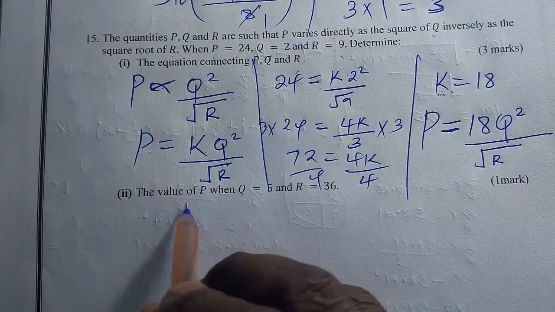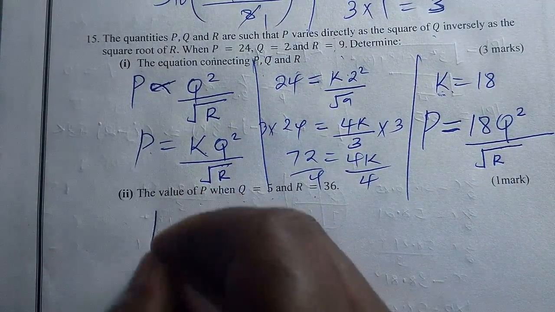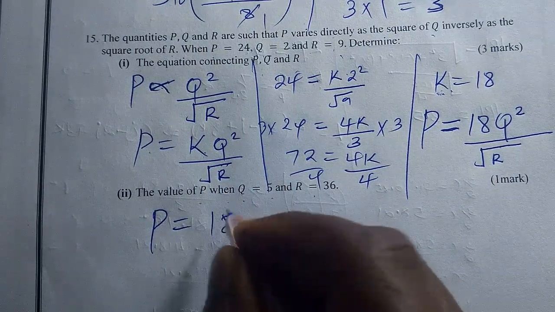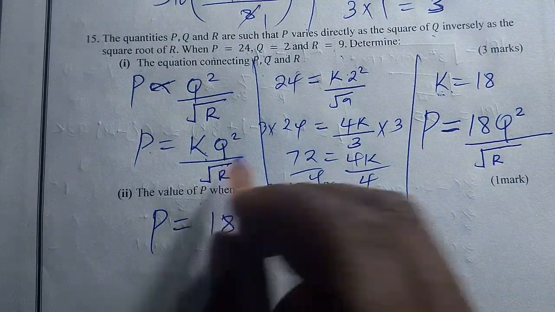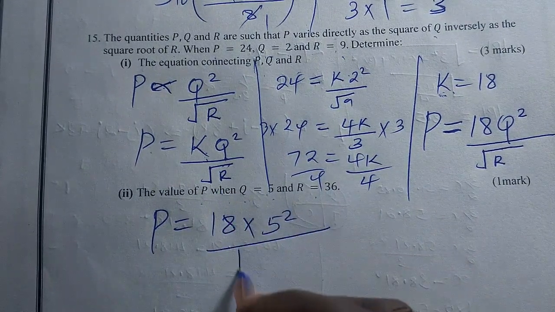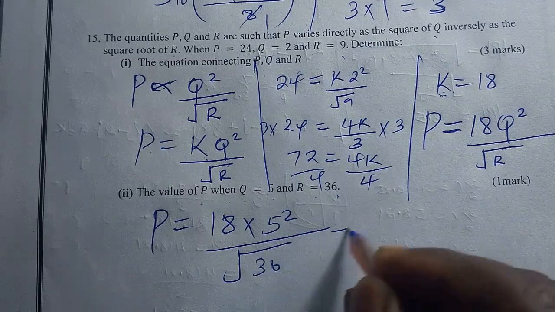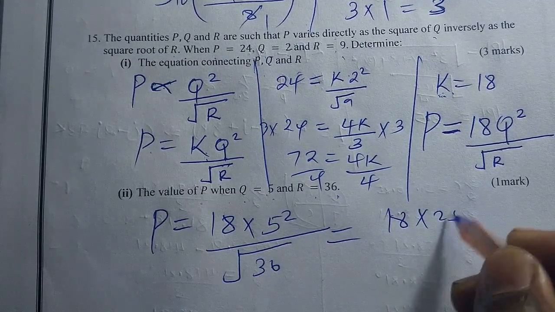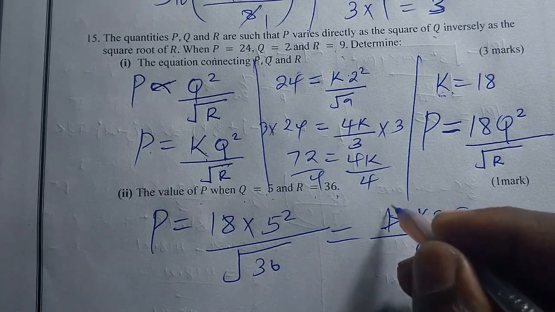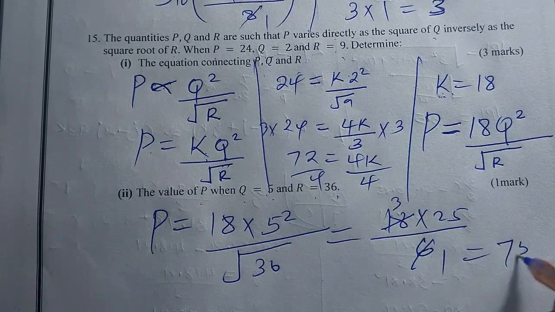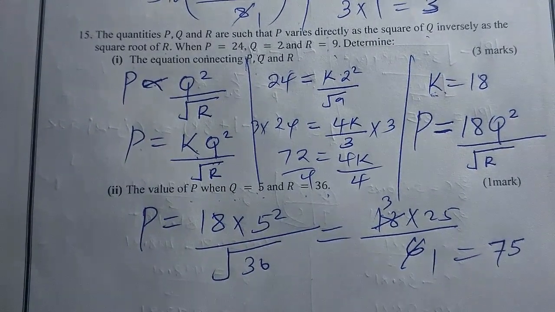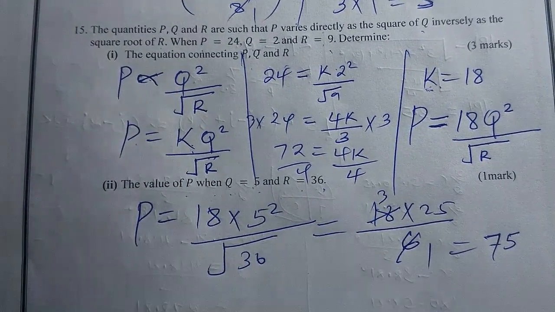Find P when Q is this. So P is equal to K, which is 18, times Q squared. Our Q here is 5, that is 5 squared, over the square root of 36. That is 18 times 25 divided by 6. Then 6 into 18 is 3. And that is 75.